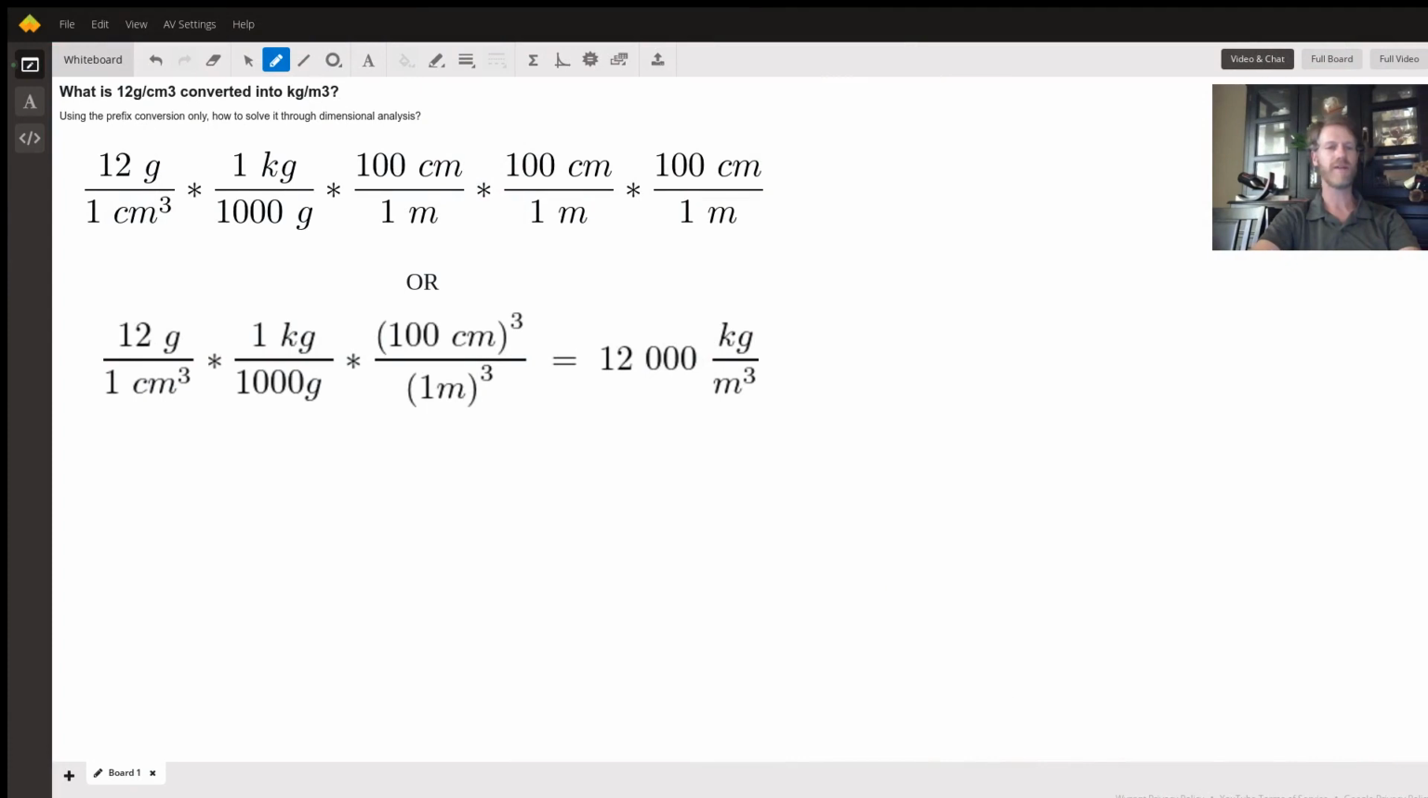There. So we want to convert this density of 12 grams per cubic centimeter into a different density unit, I guess you could say, of kilograms per cubic meter. You know, a gram is a pretty small unit of mass. It takes 454 of them to make up 1 pound. And a cubic centimeter is a pretty small unit of volume.